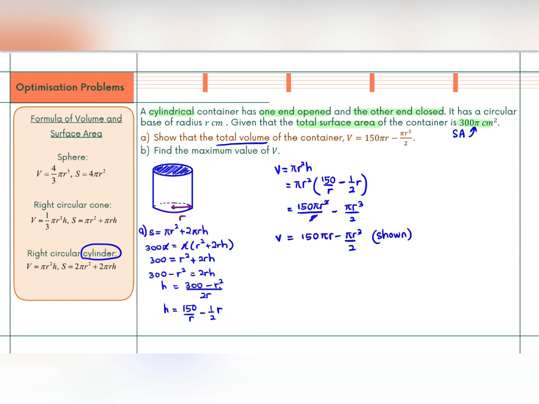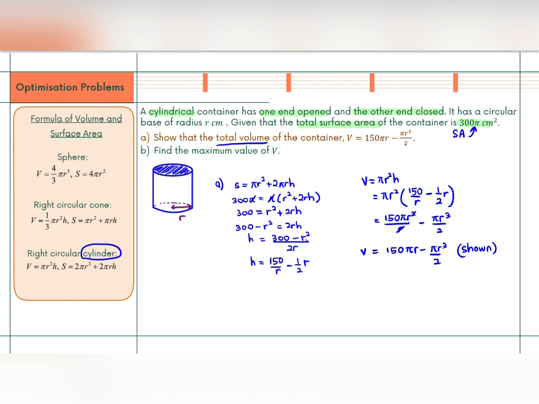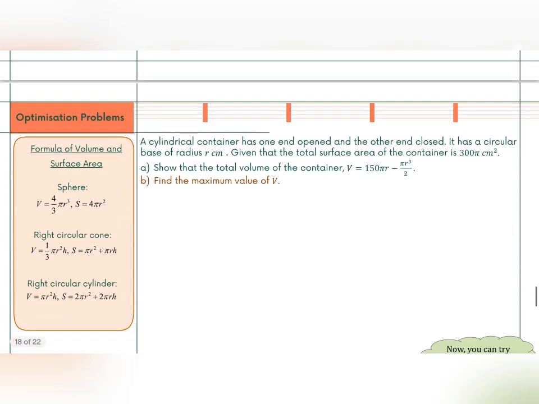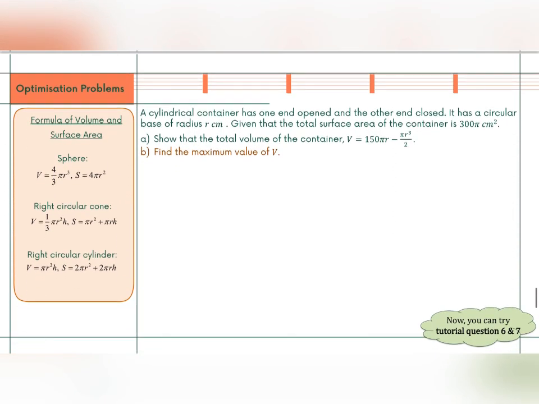Okay, so this is just part A. Now let's look at the second part: maximize the value of V. I will answer on the next slide so that we have more space. So now we want to maximize our value of volume. Our aim is to maximize volume.